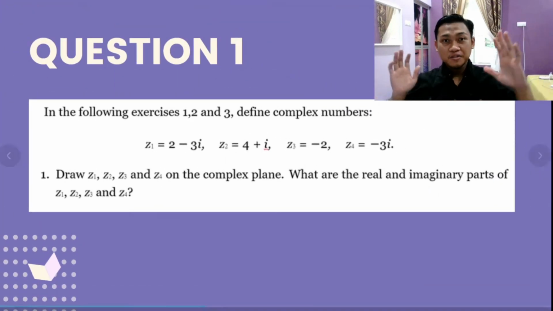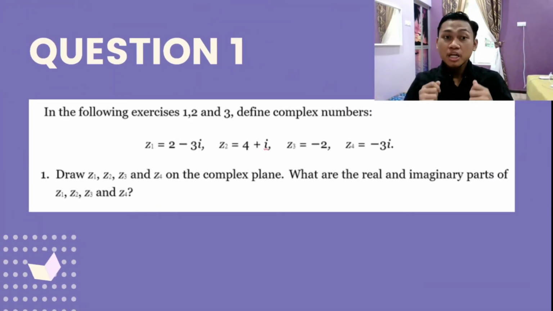Next, let's go to the question. So question 1. In the following exercises 1, 2, and 3, define complex numbers Z1 is equal to 2 minus 3i, Z2 is equal to 4 plus i, Z3 is equal to -2, and Z4 is equal to -3i. So the question asks, draw Z1, Z2, Z3, and Z4 on the complex plane. So what are the real and imaginary parts of Z1, Z2, Z3, and Z4?